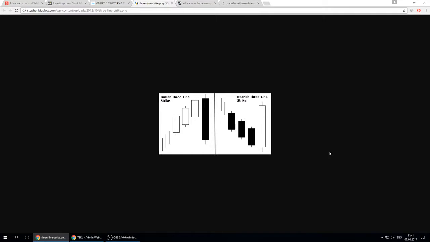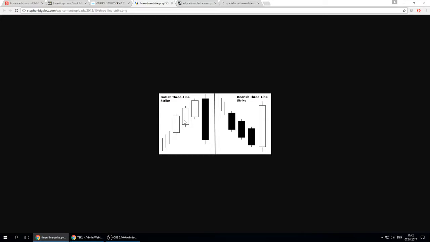Also, what I advise to pay attention to is the three-line strike. Here it is. They can be bullish, and they can be bearish. So, what do they show us? They show us the end of the uptrend or the end of the downtrend.